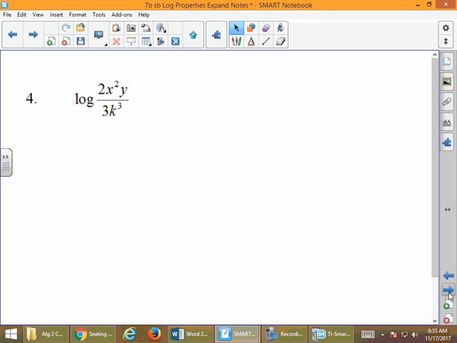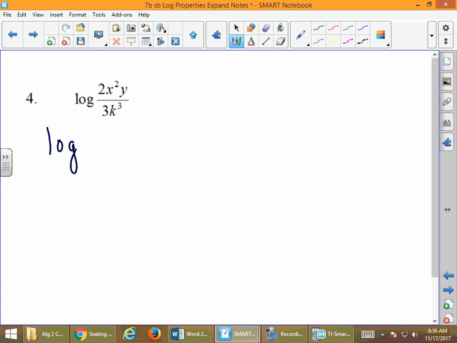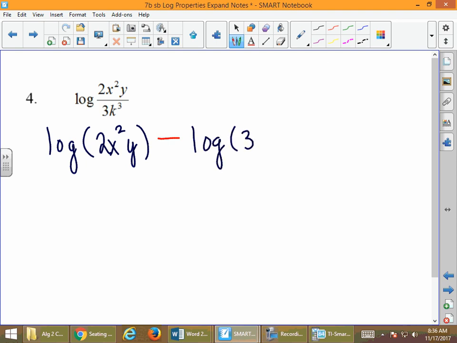But here we've got a lot going on in this one. We've got log of 2x squared y divided by 3k cubed. By the way, what's the base of a log when there's no base written? It's 10. Let me take a look at this one here. First thing that I notice, hopefully that you notice as well, is there's a division. Just go in parts here. This is going to be log of 2x squared y. Division means that we're going to subtract. And then it's going to be log of 3k cubed.